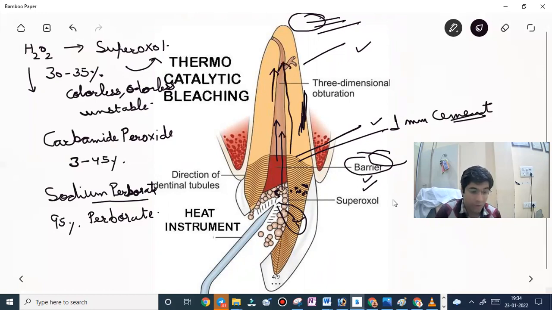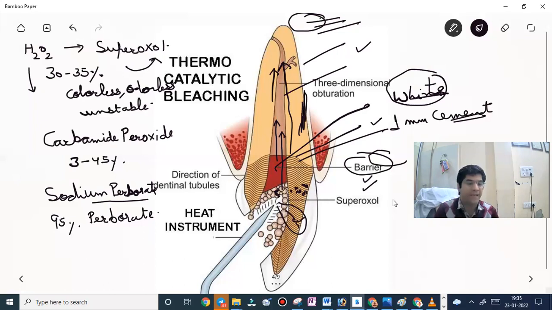So what should be the color of the barrier material? Yes, it should be white. Why? To avoid further pigmentation. So the color should be white, and a protective layer of at least 2 mm thickness is placed over the root filling material.